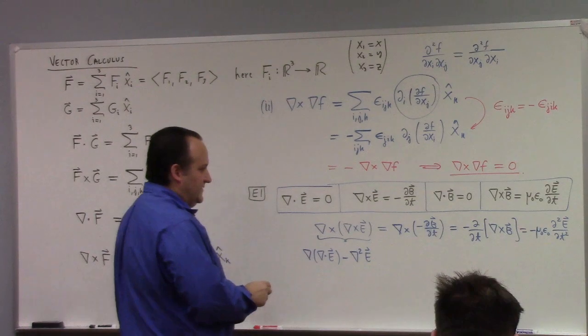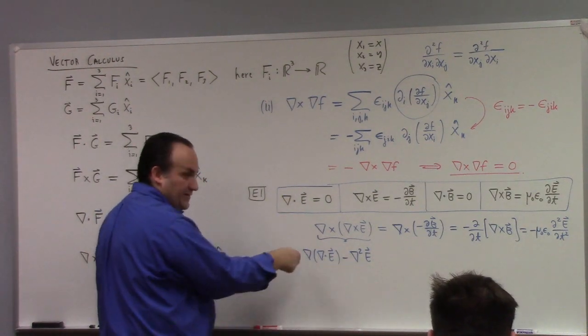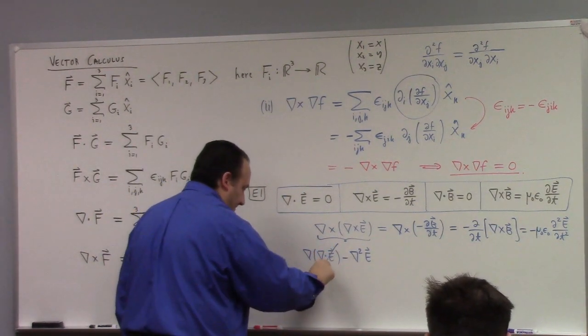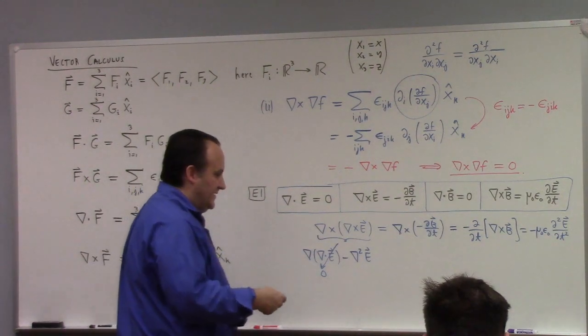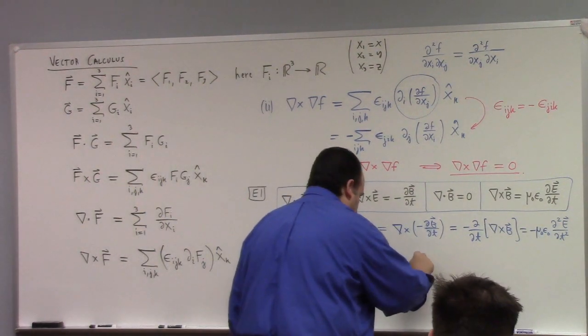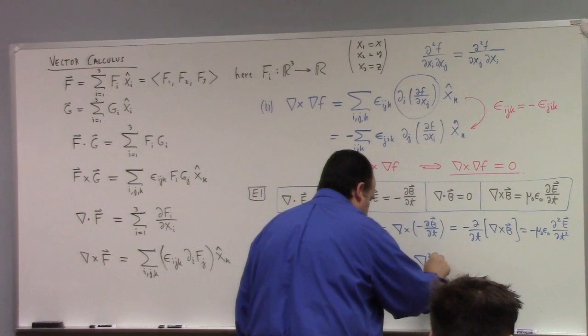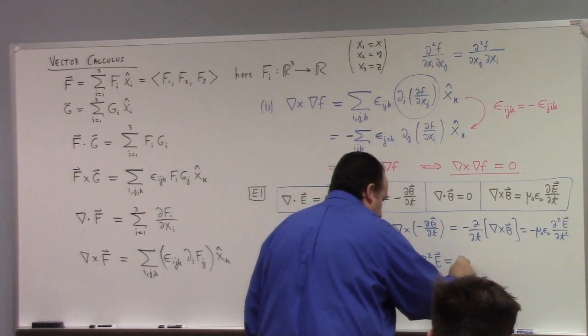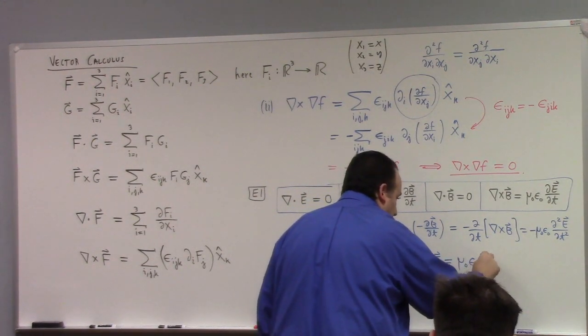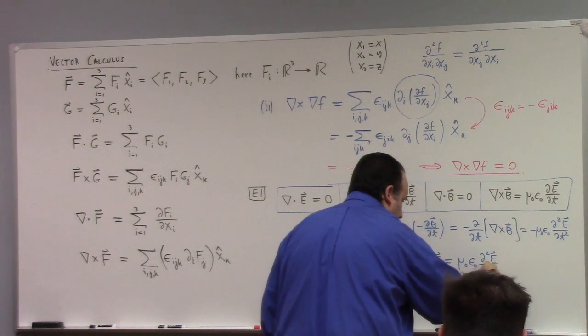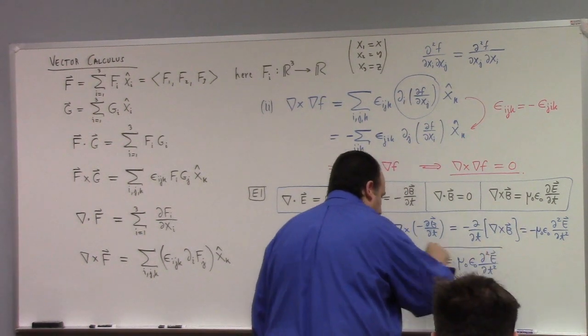But what is the divergence of the electric field? Well, it's given to be 0 here, right? So this is 0. So what's this all tell us? This tells us altogether that the Laplacian of the electric field is equal to mu naught epsilon naught times the second partial derivative of E with respect to t squared.